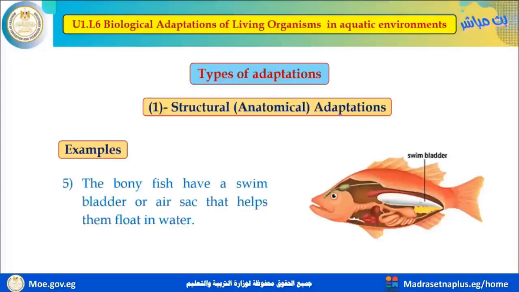Okay, this white shape is called the swim bladder, or air sac, which helps the fish to float in the water. If the fish wants to move up or down, it helps it to do this action. So the swim bladder helps the fish to float in water, and this is also a kind of structural or anatomical adaptation that helps the fish to stay alive in its environment.